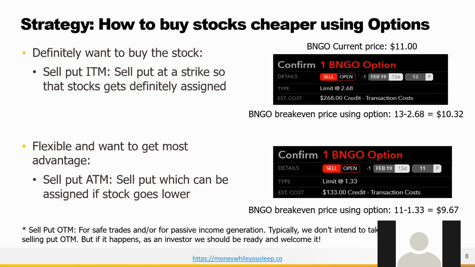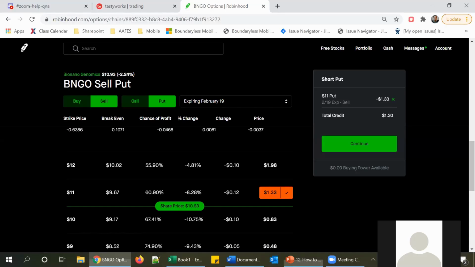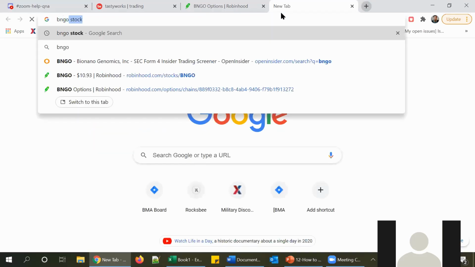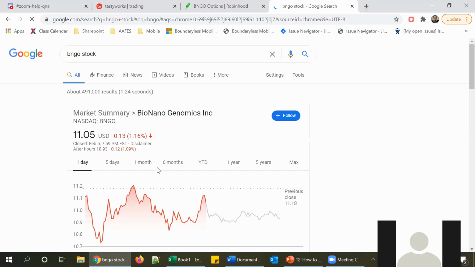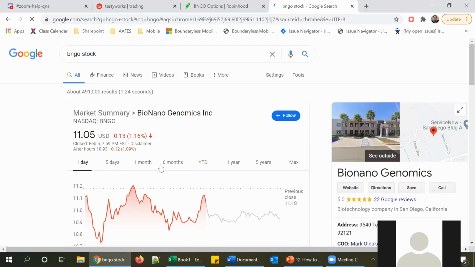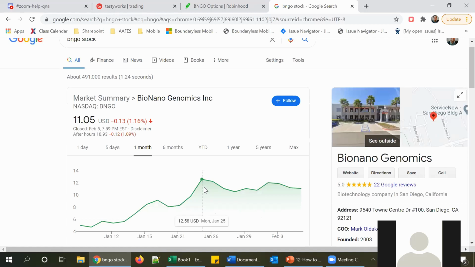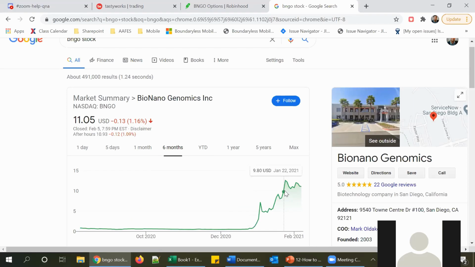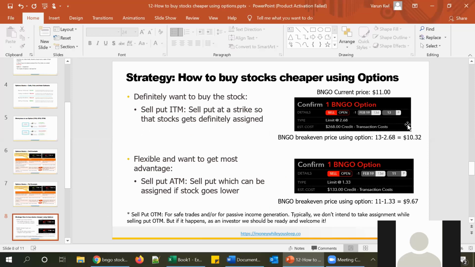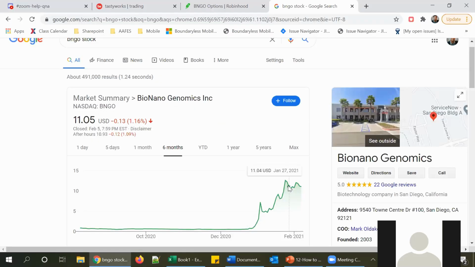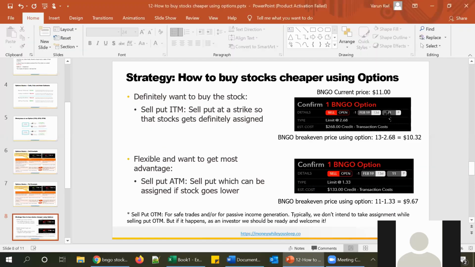So if you want to definitely buy the stock, this 13 is just an example by seeing bingo's pricing. When I went into the trend, that was bingo's highest pricing. So 12.58 is the highest price if I look at it. So I am just expecting that it will not go above 13, and that's why I put 13 as the strike price. But let's say you are assuming that it will go to 15 and you definitely want to buy that stock, maybe you can put 15 as your strike price.